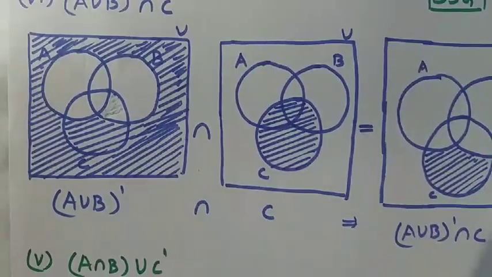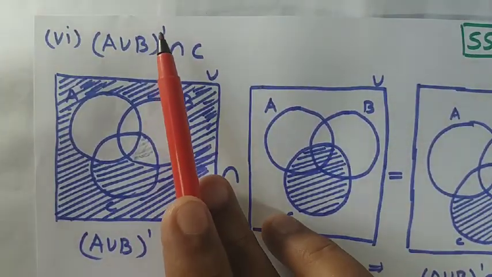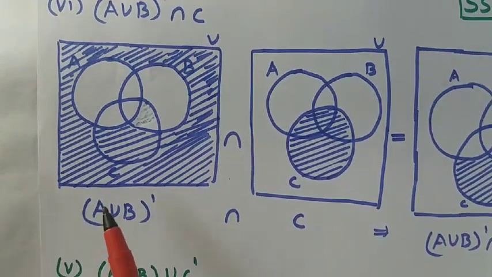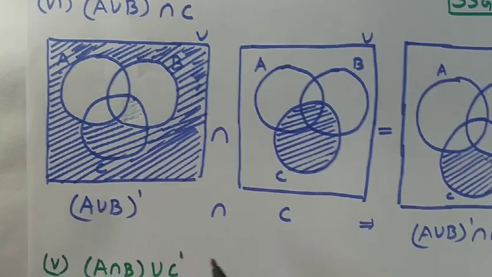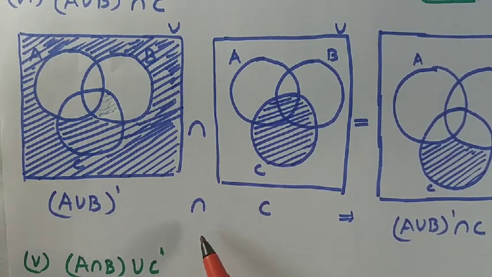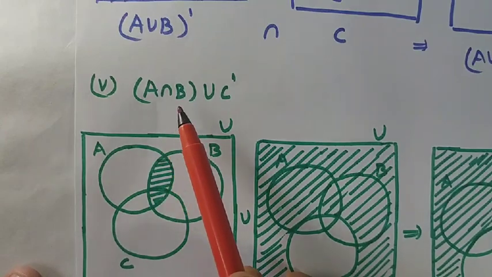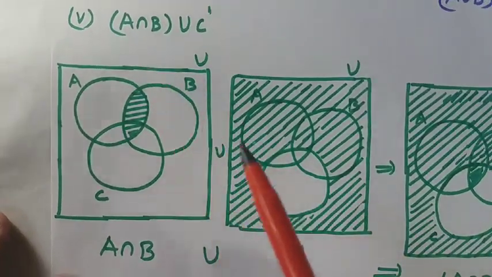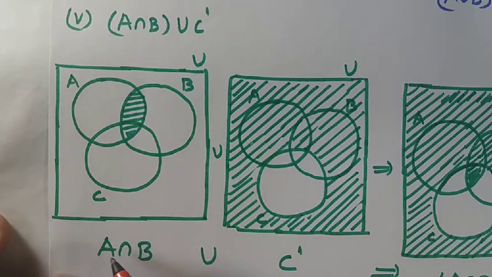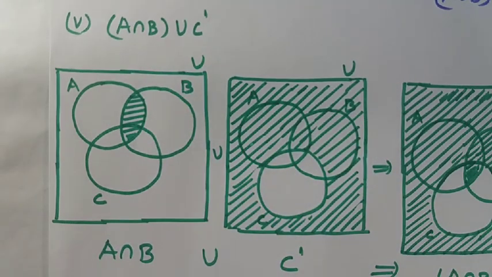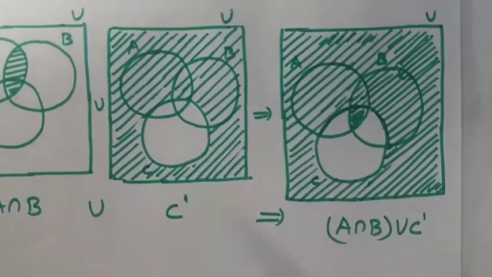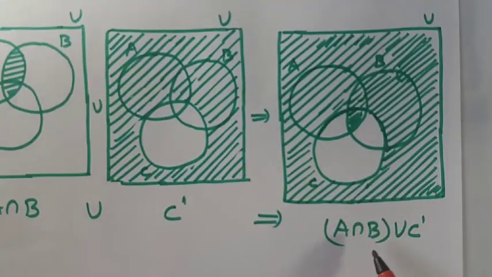Next we have to find A union B complement intersection C. So this one is the diagram of A union B complement, and this one is only C. So we take the common value. So the common is A union B complement intersection C. Similarly, A intersection B union C dash. So this one is total A intersection B, and this one is C complement whole portion. So the total union is A intersection B union C dash. So this one value is A intersection B union C dash.